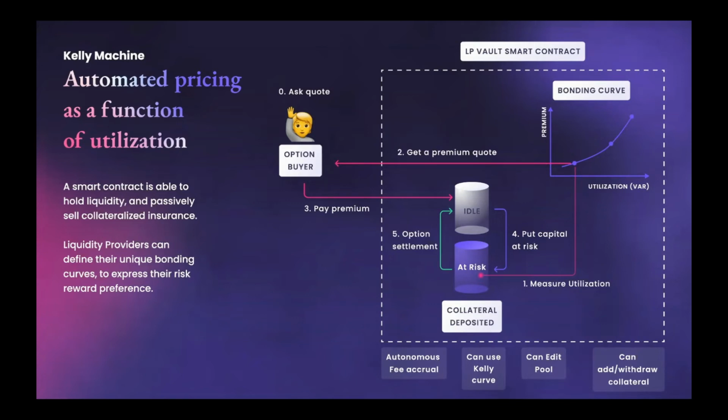In addition, LPs can edit the settings such as the instrument sold, the bonding curve of their personal pool, and they can do it at any time, adding and removing unlocked collateral at will without depending on other LPs.